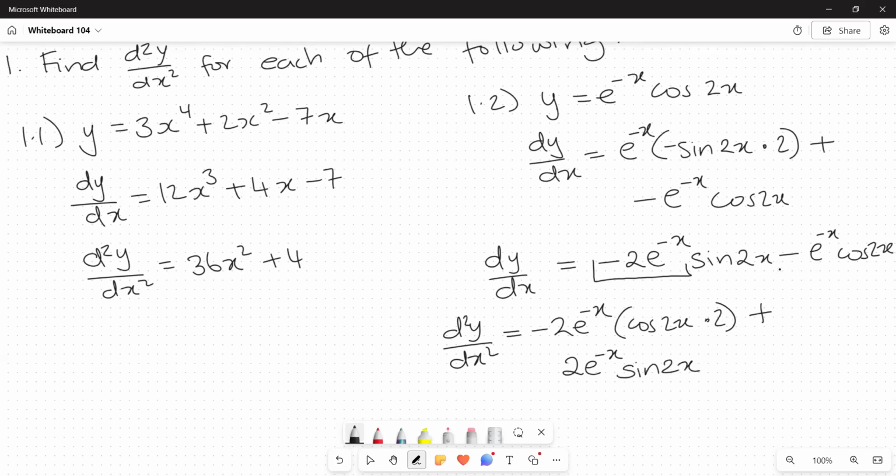Okay, then here I'll leave the minus there. Okay, e to the power of minus x the way it is. The derivative here is 2, which should end up as minus sine 2x. And then we add the derivative of this one, which is minus e to the power minus x cos 2x.